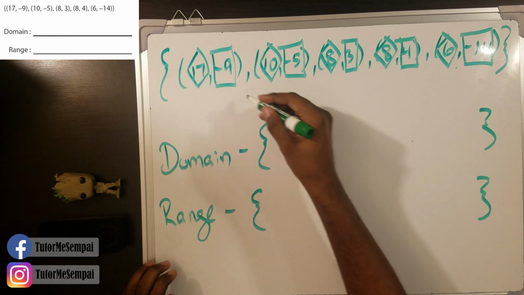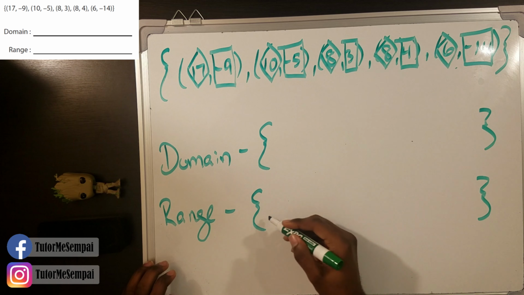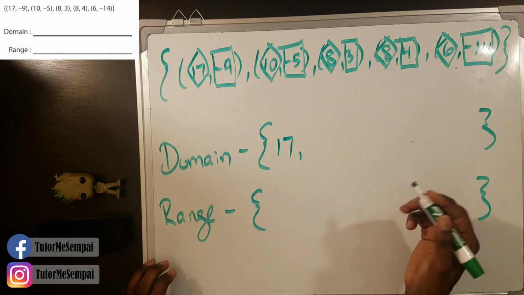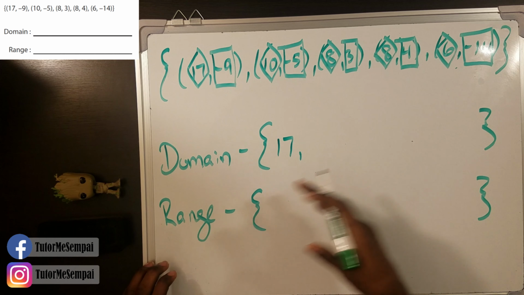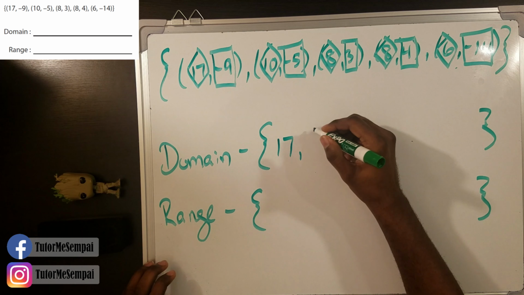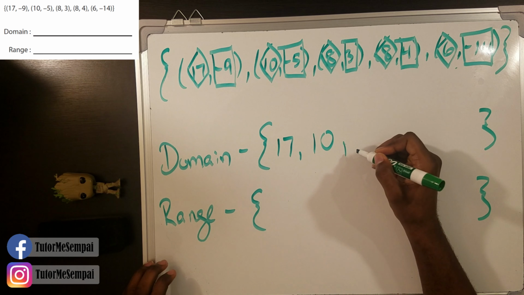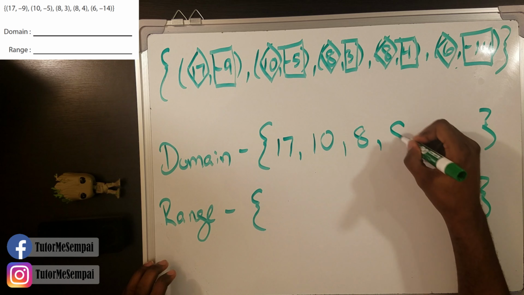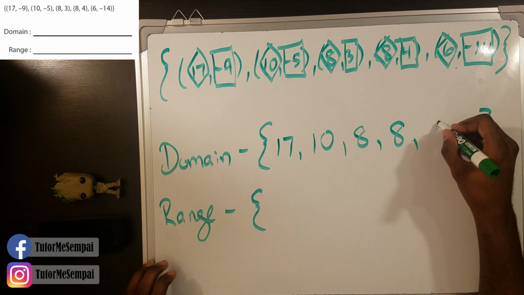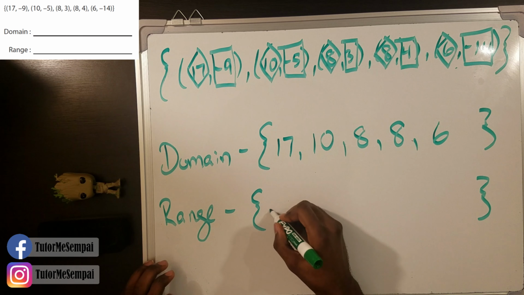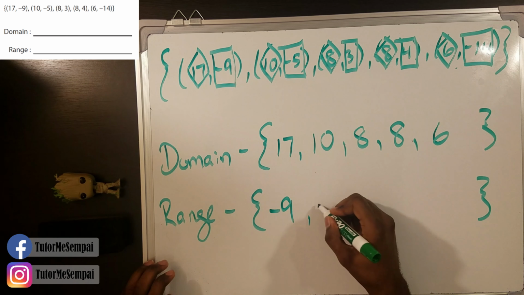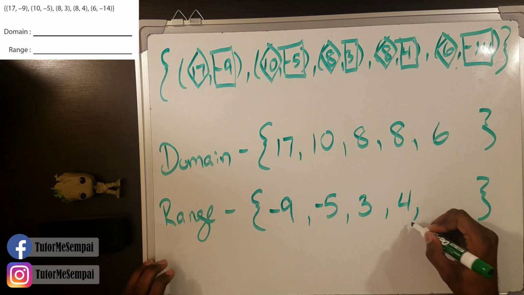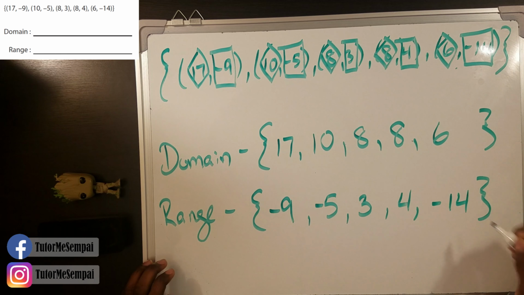So now we're just going to simply write all of the diamonds here and all of the rectangles here. So our first diamond is going to be 17. And we can rewrite this in increasing order later, but let's just get everything down here first. Our next diamond is 10. Our next diamond is 8, followed by another 8, followed by a 6. And our range is -9, followed by -5, followed by 3, followed by 4, followed by -14.